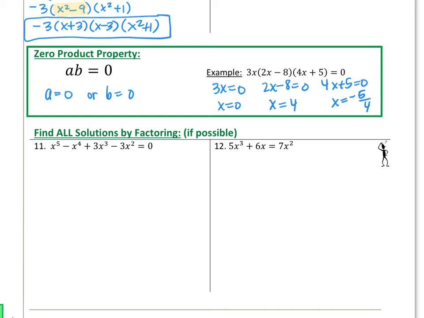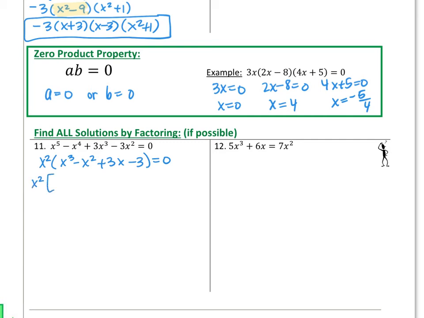So when they're saying all, you might have imaginary ones, but you've dealt with that before, so it shouldn't be too terrible. So notice we're looking for a GCF on number 11. They all have an x squared in common. So if I factor that out, I get x cubed minus x squared plus 3x minus 3 equals 0. Oh, now I'm going to have to use grouping.